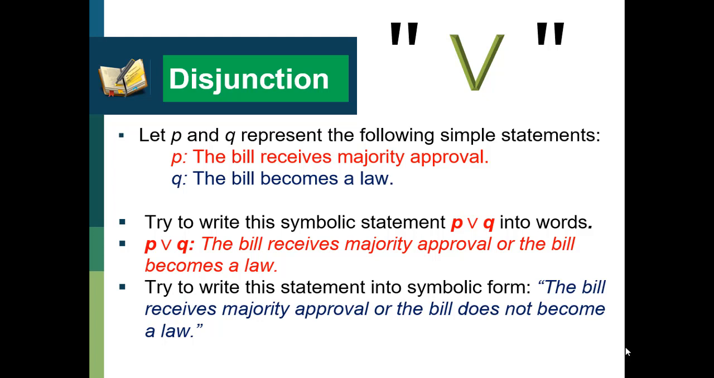If you're going to observe this compound statement, the first simple statement, the bill receives majority approval, is just represented by letter P. And then you will introduce the symbol for or, but take note of the second simple statement. The bill does not become a law. So that is the negation of the statement Q. So you're going to write not Q. Most probably, this will look like this: P, the symbol for or, which is letter V, and not Q. Did you get it?